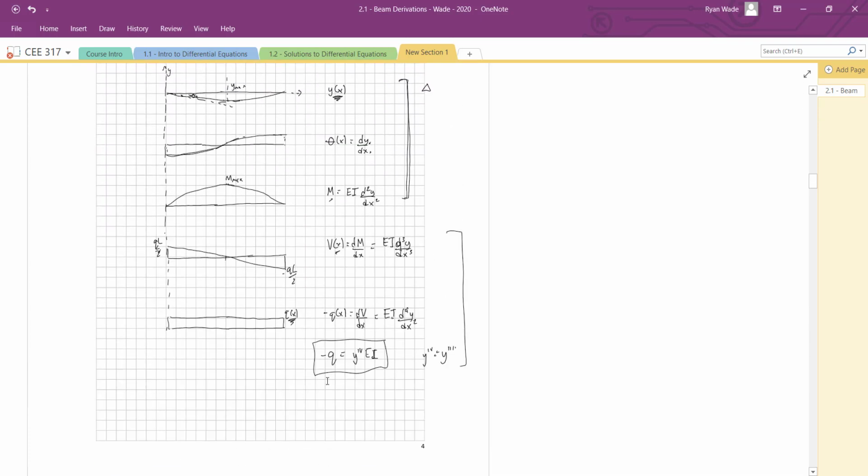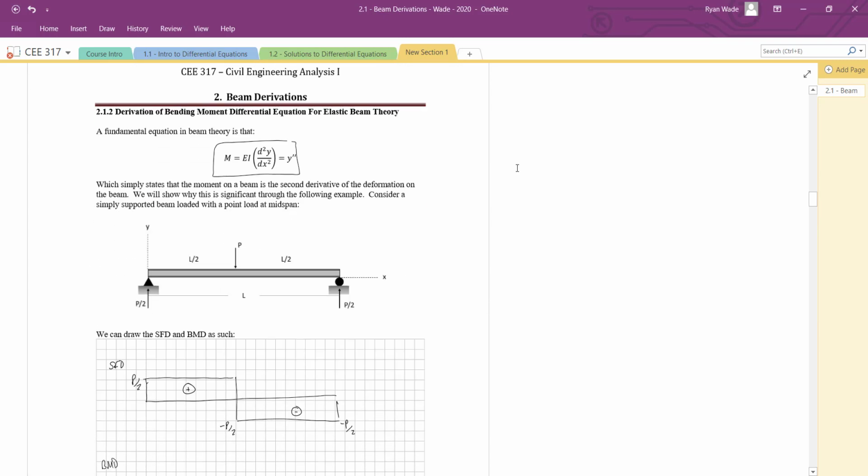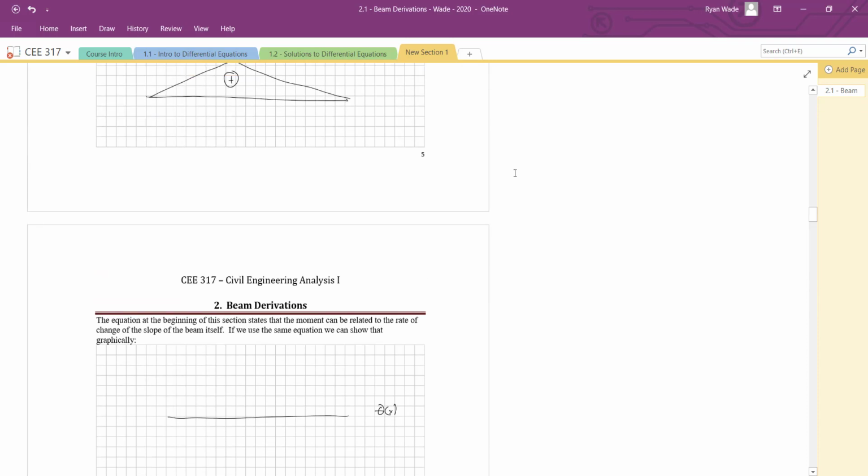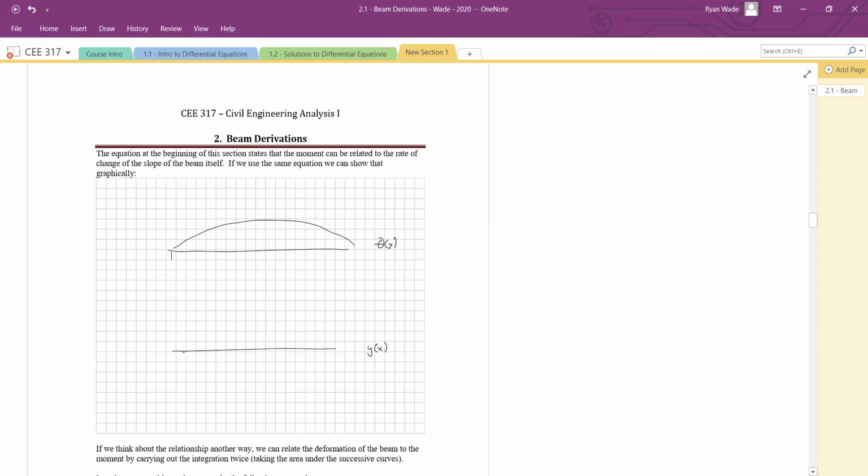rate of change for our angle of rotation, and then our deformation. So instead of taking the slope, now I'm taking the area, right? So if I take the area under there, then our angle of twist is going to look something like that, where it's positive and then it's decreasing, and then our deformation is going to look something like this.